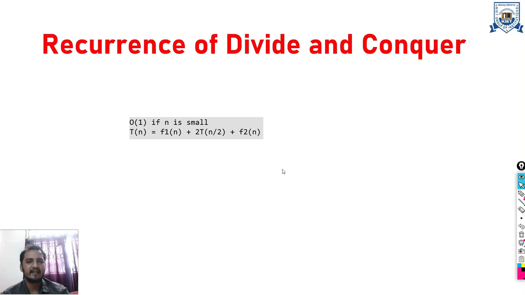Now how to design the recurrence relation of a divide and conquer algorithm. If the solution is obvious, you will reach there by taking a single step. Then it will take order of one time. Otherwise, you will divide the problem into half. So a problem of size n is going to take time T of n by 2 because you are dividing the problem into 2 halves. That's why this 2 has come. And at the end you will combine. For that, it is a function f2 of n, and f1 of n is the function which is the time taken to divide.